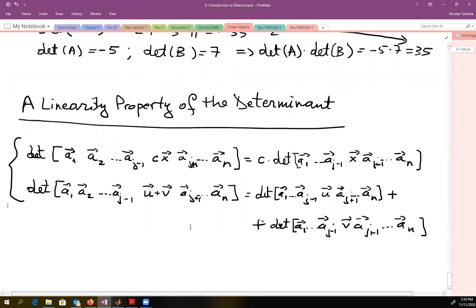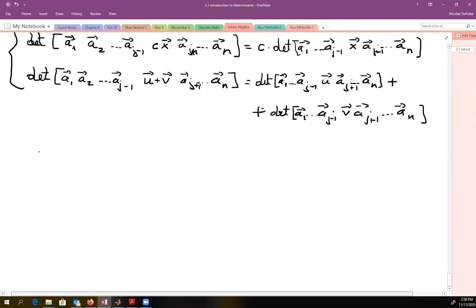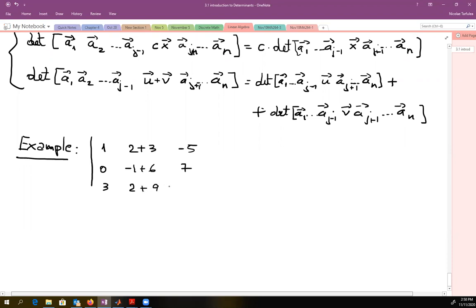So let me give you an example because it's much easier to understand through examples. It says the following. I'm not going to read the chat. I don't have time for that, but you can ask me directly. So it says the following. If you have here 1, let's say here is 2 plus 3. Then here is negative 5. Then 0, negative 1 plus 6, 7, 3, 2 plus 9, negative 9, let's say.